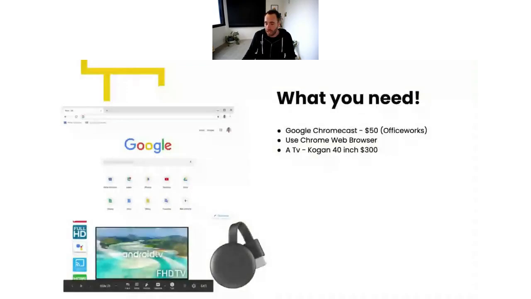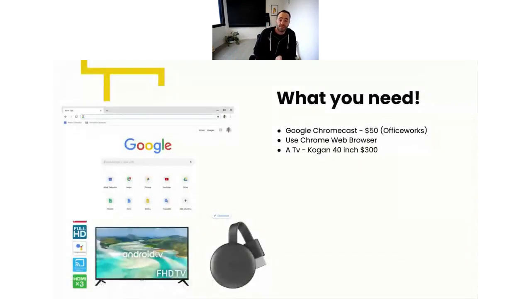Andy, I'll answer that in 2 seconds. First of all is a Google Chromecast. You can get a Google Chromecast from Officeworks for $50. I think you can order it the same day and they'll deliver it the same day. Use a Chrome web browser, and just a TV. I've found on Kogan they're ridiculously cheap. It's $300 for a TV. Go buy it and throw it on the wall. That's all you need for this instance.